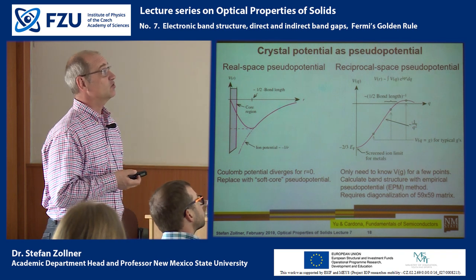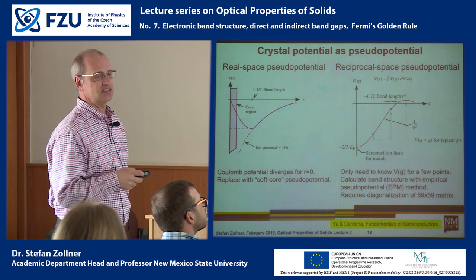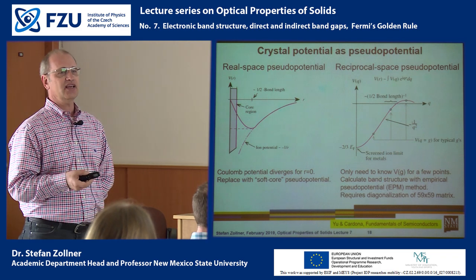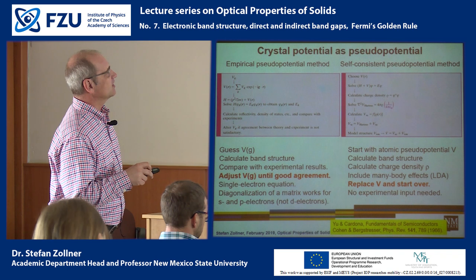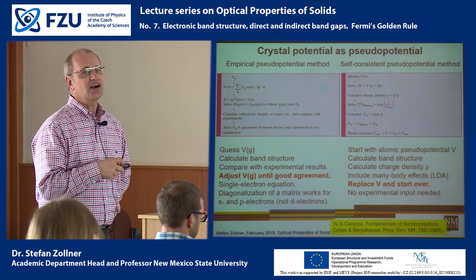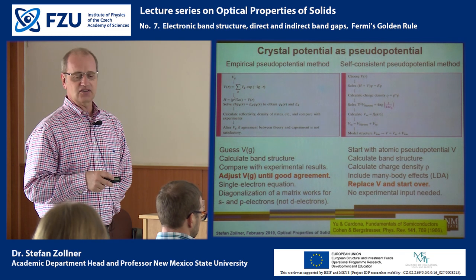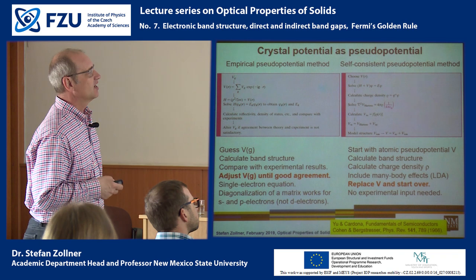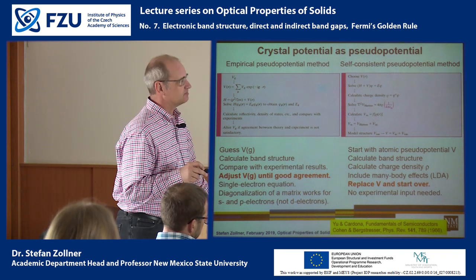And with this pseudo-potential method, because I'm working in Fourier space, I'm expanding the wave functions into plane waves, so I use a plane wave basis set. And with the empirical pseudo-potential method, I might use 59 or 89, whereas with the self-consistent LDA methods, people typically use hundreds of plane waves in their expansions.